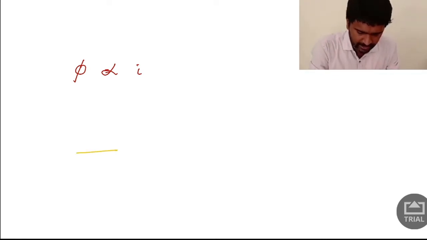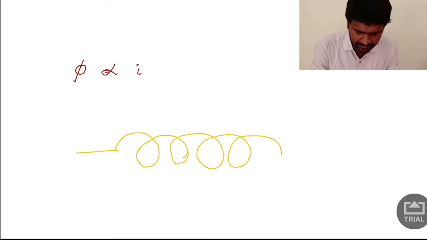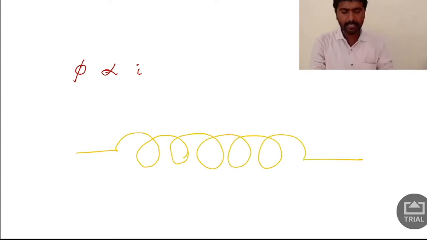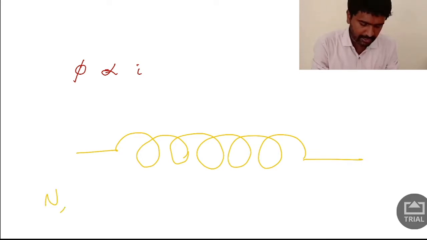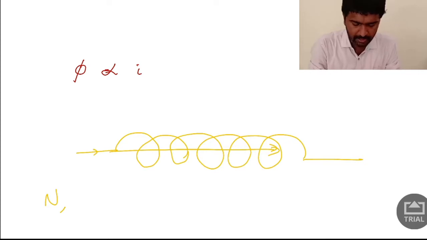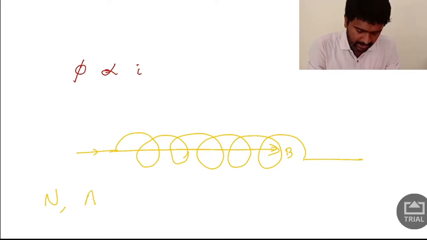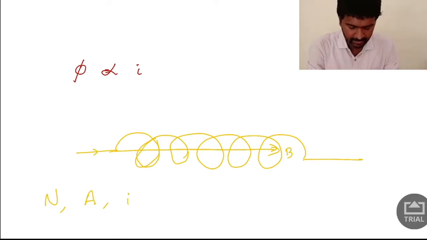Now I am taking an inductor. Let us take an inductor that is like your solenoid. It's a coil, say with total number of turns N. When you establish current in this coil, you will see a magnetic field. Assume that B is the magnetic field, and the area of each turn is A, and you are sending current I. Because of that you are getting magnetic field B.